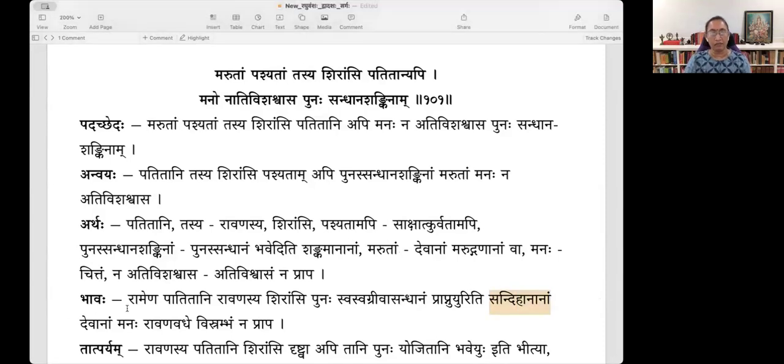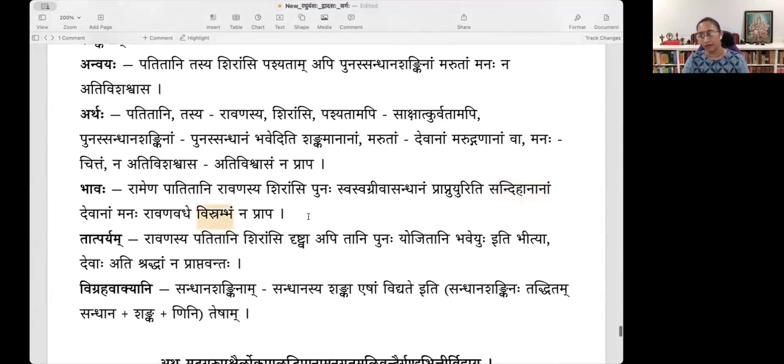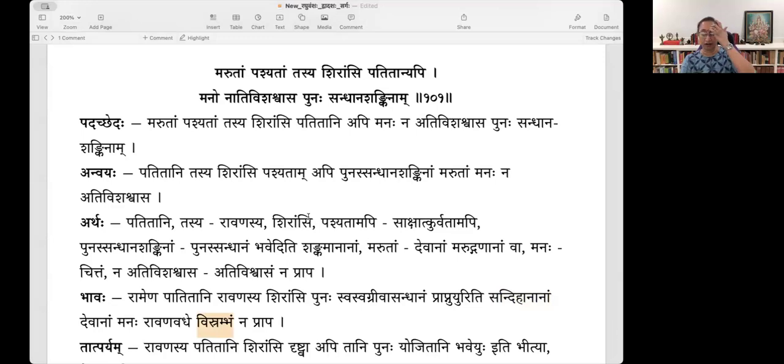Okay. Sandihananam devanam, those who were doubting, manaha, their mind, Ravana vadhe visrambham na prapa. Vishwasa and visrambha are the same. They did not believe in the death of Ravana, that he was killed. Marutam, simple shloka. So Marutam pashyatam tasya shiramsi patitanyapi. Even though in the shloka you have api with patitani, the Vyakhyata here has taken it with the pashyatam. Even though they saw it, even though they experienced it, witnessed it, tathapi. Or even though it had completely fallen down, they feared that it would come and connect again.